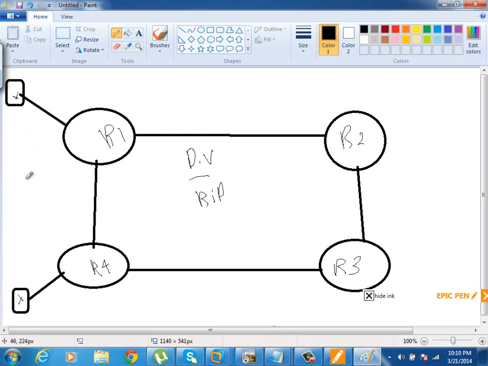RIP, when X needs to go to Y, will use this way. Why? Because distance vector looks for the short path. This is a very important concept first. Short path. Okay, LS or link state, here it is OSPF or EIGRP.